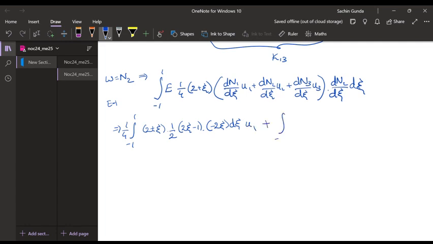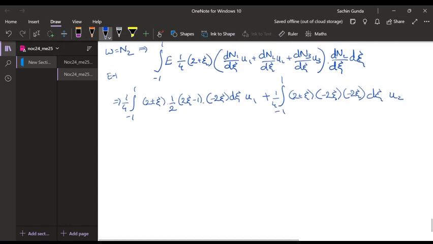This is the first term. The second term would be 1 by 4 (2 plus psi) minus 2 psi times minus 2 psi d psi u2, plus the third term is 1 by 4 (2 plus psi) dn3 by d psi, which is half (2 psi plus 1) into minus 2 psi, d psi u3.